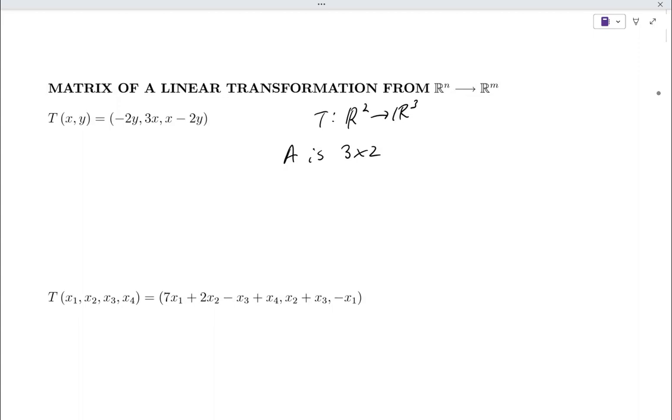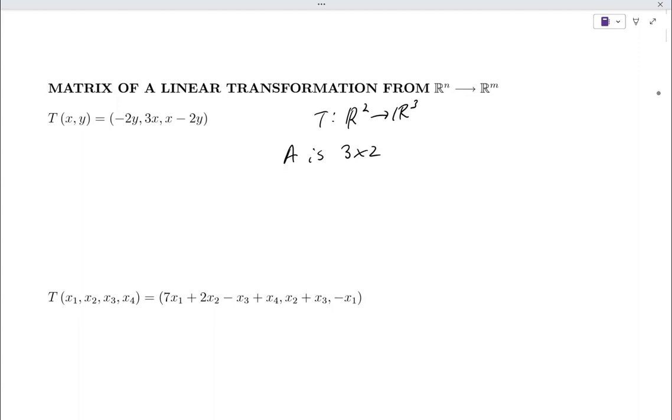Because again, remember, if our input is a 2-dimensional vector, that's the thing that's going to go on the right-hand side of the matrix, right? So if it has 2 rows, I need the matrix to have 2 columns. The output needs to be a 3-dimensional vector, so I need to make sure I have a dimension 3 for my number of rows here, right?